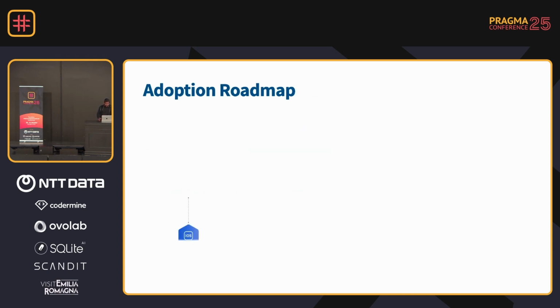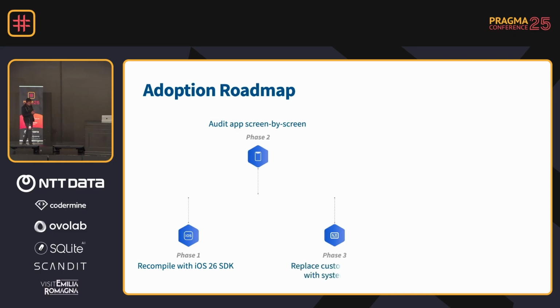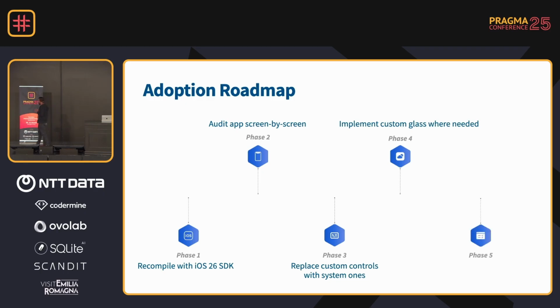So here's the adaptation roadmap. First thing, you have to recompile with the iOS 26 SDK, right? And then audit your screens one by one. Make sure to run a full comprehensive test on your application UI, how it looks and all. Because I know most of the testers are testing on the logic side, but you have to, because your designers complain about the designs, right? So make sure to balance the designs and the logic as well.